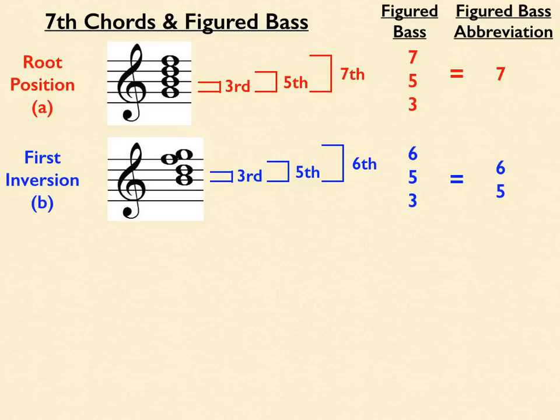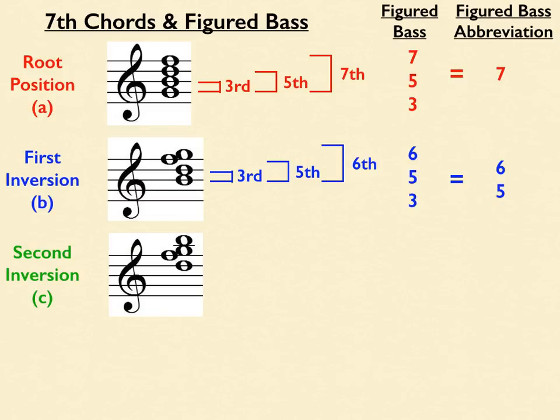We can't abbreviate it to 6 because then we're just describing a first inversion triad. Okay, our first inversion chord. We're not describing a first inversion seventh chord. So if you want to describe a first inversion seventh chord, you have to write 6/5. Okay, so that distinguishes it from just an ordinary first inversion chord. And again, you don't need to write the 3 in. So it seems that 3 is the thing that you hardly need to write in figured bass.